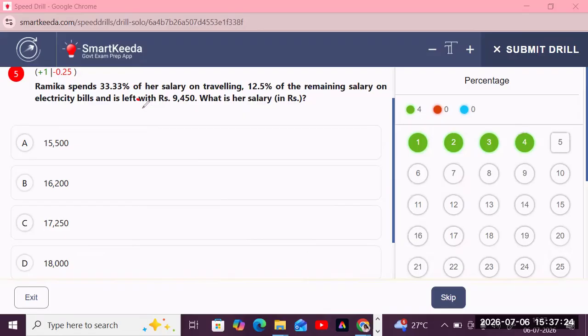Ramika spent 33.3% of her salary on traveling. That is 1/3, and the next is 1/8. So if I consider the salary as 2400, the calculation will be longer and will take 10 minutes to get the answer. She spends 1/3, meaning she is left with 2/3. Then she spends 125% of the remaining salary on the electricity bill.